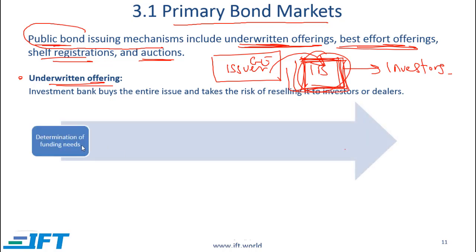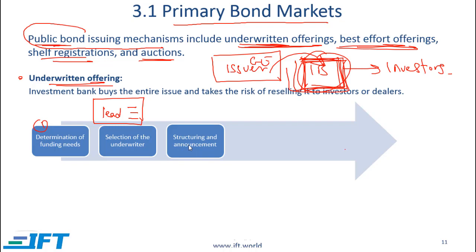At a high level, here is the process. The first step is for the issuer to determine roughly how much money is needed. So that is the determination of funding needs. This is done by the issuer, maybe with the help of some advisors. Then comes the selection of the underwriter. In most cases, there will be a lead underwriter or a lead investment bank, and then a few other investment banks. This group is called a syndicate. And the offering where we have multiple investment banks involved is called a syndicated offering.